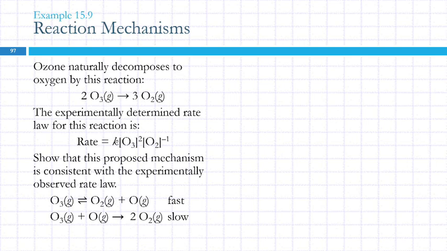So here we have a fast reaction and a slow reaction. The slow reaction is going to be the rate limiting step. And we can predict a rate law. And what would that be? It'd be this times this, right?